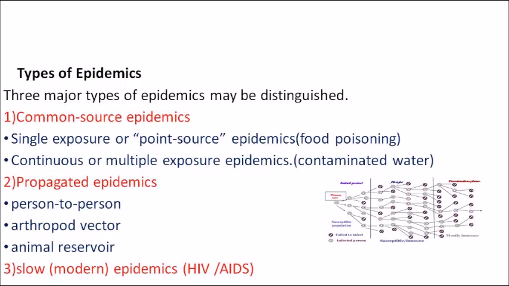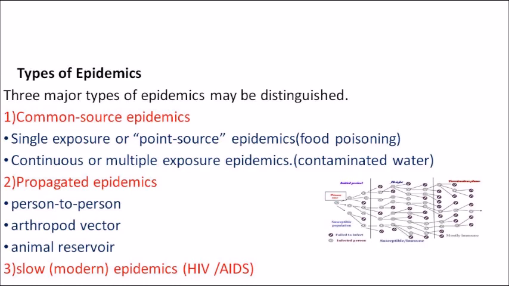We have learned in detail the definitions of epidemic, endemic and all. We have three types of epidemics. We can categorize them as common source, propagated, and slow epidemics. Common source can again be subcategorized into single exposure or point source epidemics, and continuous or multiple exposure epidemics. Let me explain what a single exposure or point source epidemic is. It is when a group of people simultaneously get exposed to a common source of infection.